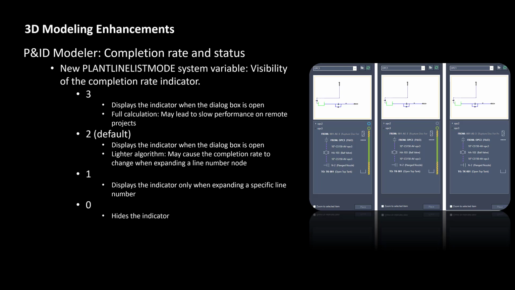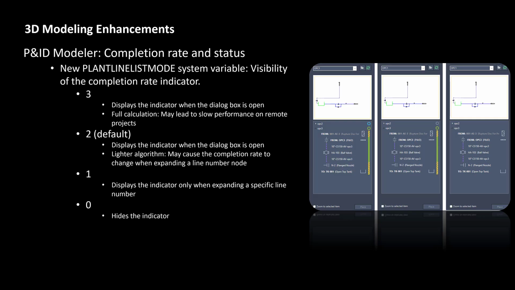When we look at the three images, you can see the P&ID modeler with PLANTLINELISTMODE set to 2 on the left. In this view, even the collapsed line, for example one named OPC2, shows a blue circle. If you expand that node, the color may change to green if everything is already modeled. If the value is set to 3, there's no color change when expanding the node. If everything is completely modeled, the circle is shown in green even in the collapsed view.